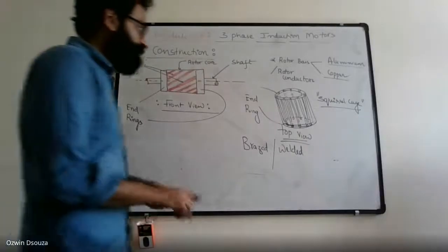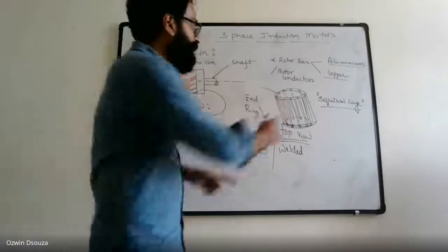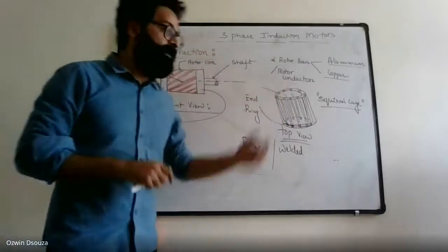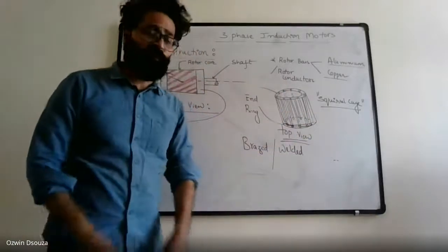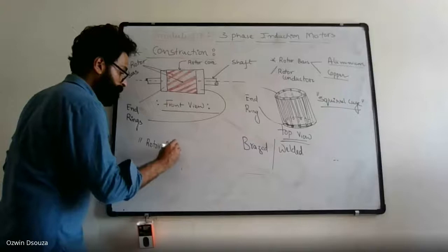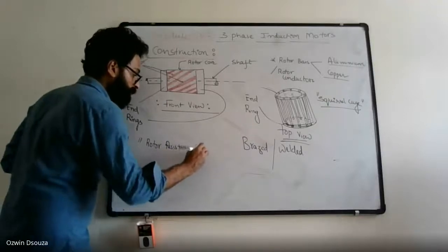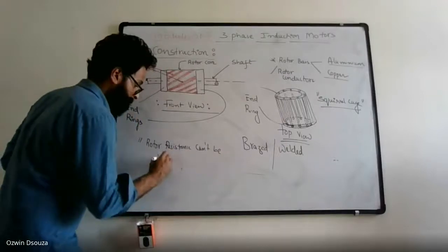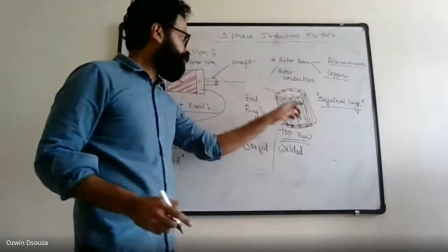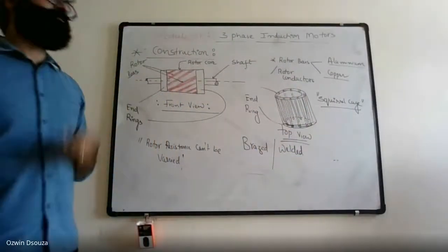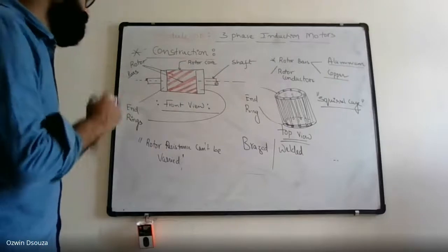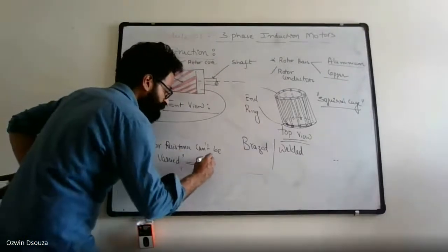As you can see, the rotor bars are permanently connected to the end rings. You don't have any provision to add extra resistance to the rotor circuit. So basically, rotor resistance cannot be varied. Why can you not vary the resistance? Because there is no provision to add extra resistance into the rotor. That's the reason squirrel cage induction motors are also called constant speed motors.